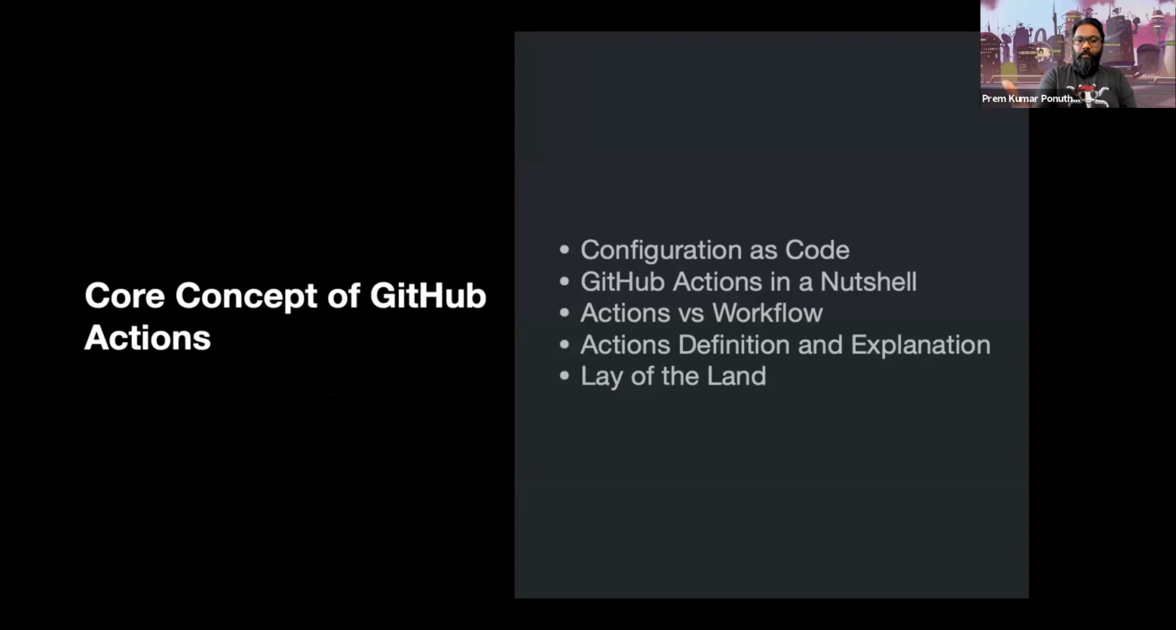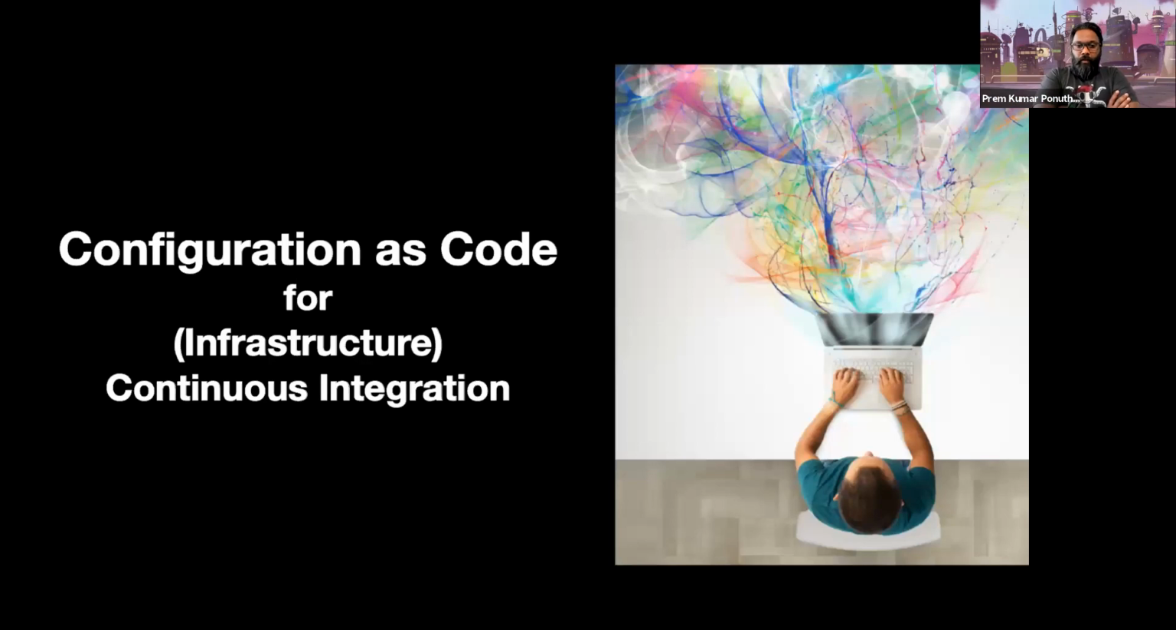So this is where I'm going to start talking about the core concepts of GitHub Actions. I will touch base from a configuration point of view, from an overarching point of view, as well as how you would be interacting with it and seeing it through your daily work. And I will do a little bit of diving into the difference between what is an action, what is a workflow, and how the lay of the land works when you actually implement the entire thing. All right. So we're going to start with configuration as code.